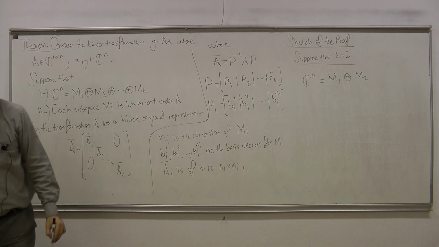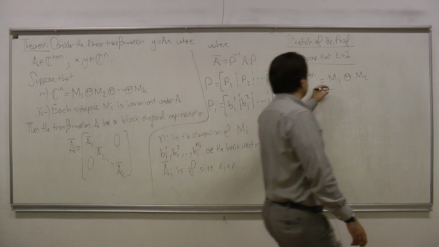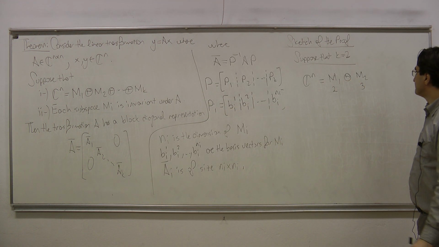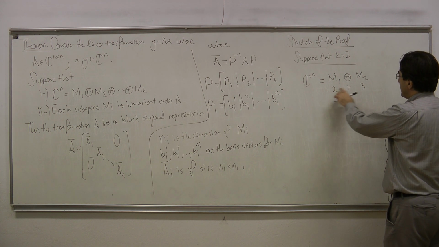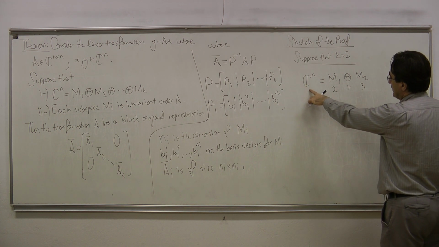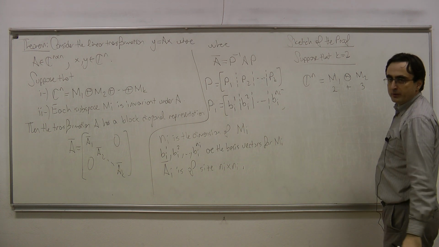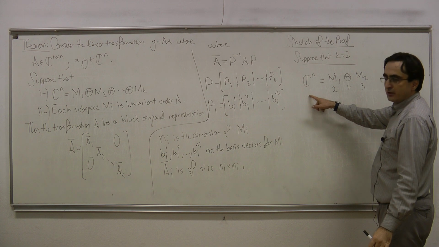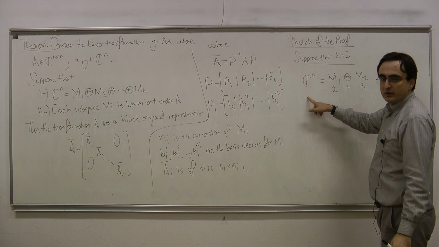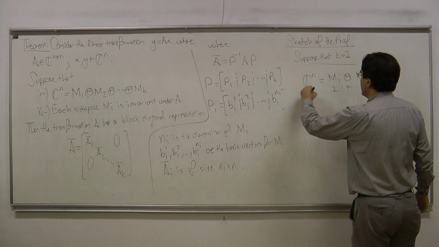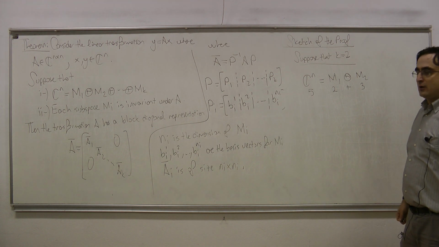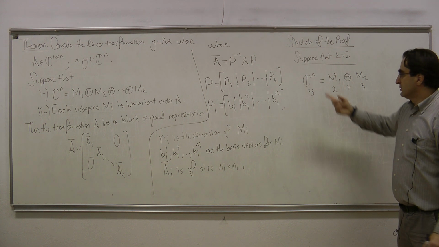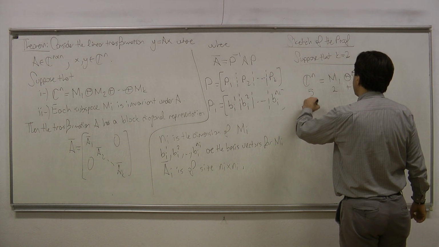Let me say that M1 is 2-dimensional and M2 is 3-dimensional. In a direct sum, the dimensions on the right sum to the dimension of the left-hand side. So the dimension of this thing should be 5. But this is C^n. So what is n in this case? n should be 5.